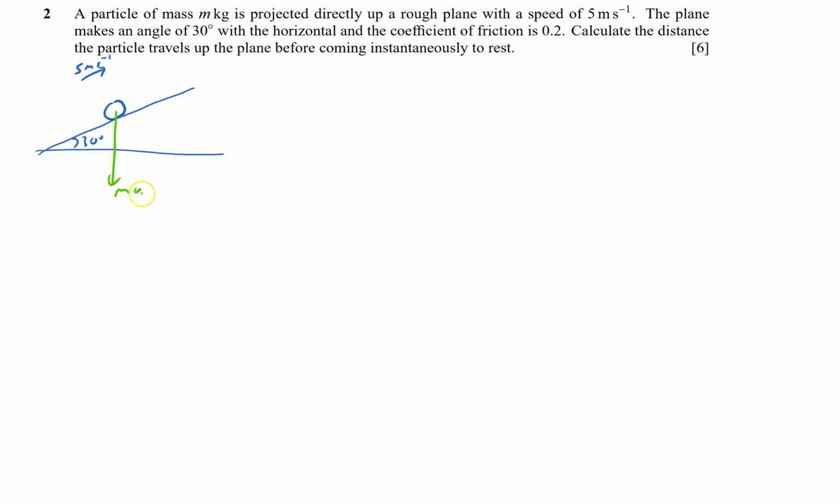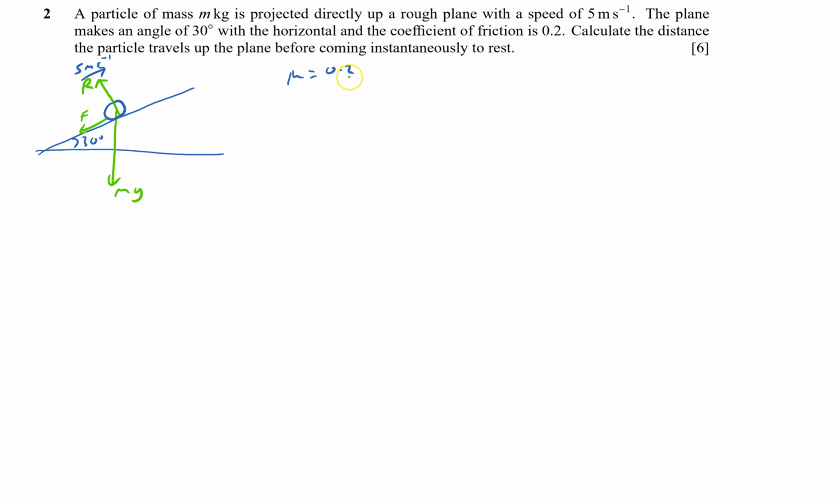That'd be mg. Any object will always have an R, a non-contact force, and it's a rough plane, so there's going to be friction coming back this way, nothing else going up. Coefficient of friction is 0.2, so mu equals 0.2.